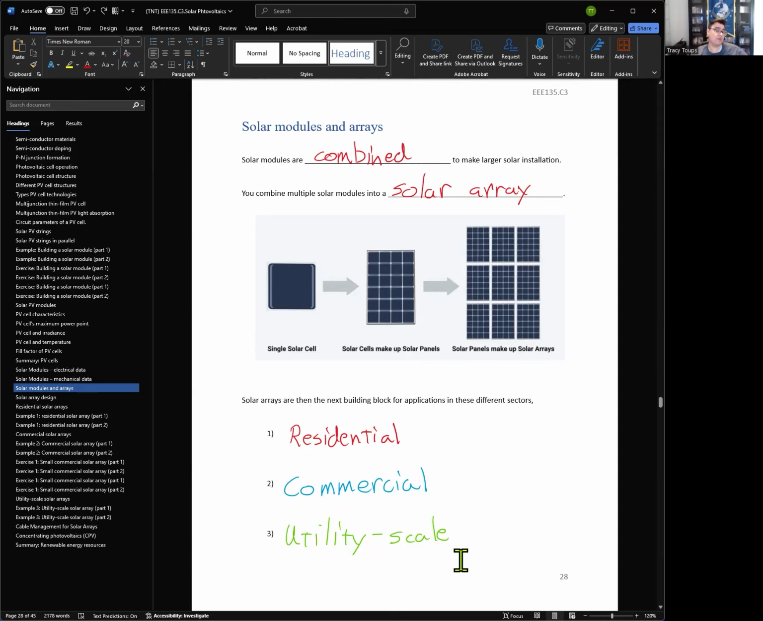Utility scale, this is where we're talking about powering a whole neighborhood, not just a Walmart. We're talking megawatt level, thousands, probably tens of thousands of panels. That's then hundreds of solar arrays. We even group solar arrays into clusters and sectors to then stamp out across the land. We might be using 100, 200, 300 acres of land to make a utility scale solar generation site.